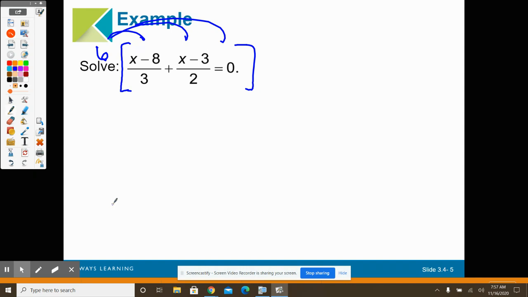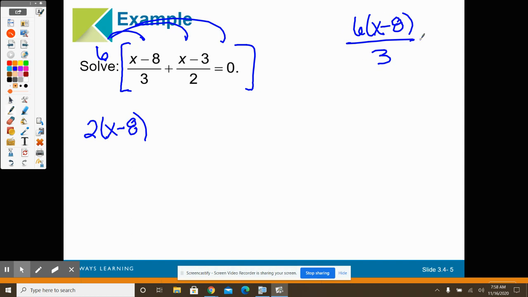Now, this is where it gets a little bit tricky. So when I take 6 times this whole thing, the 6 divides with a 3, and that leaves me with a 2. You divide by what's on bottom, and you multiply by what's on top. So that leaves you with 2 times x minus 8. If you couldn't see that, multiply the tops, keep them on top, multiply the bottoms, keep them on bottom, and then you can simplify.